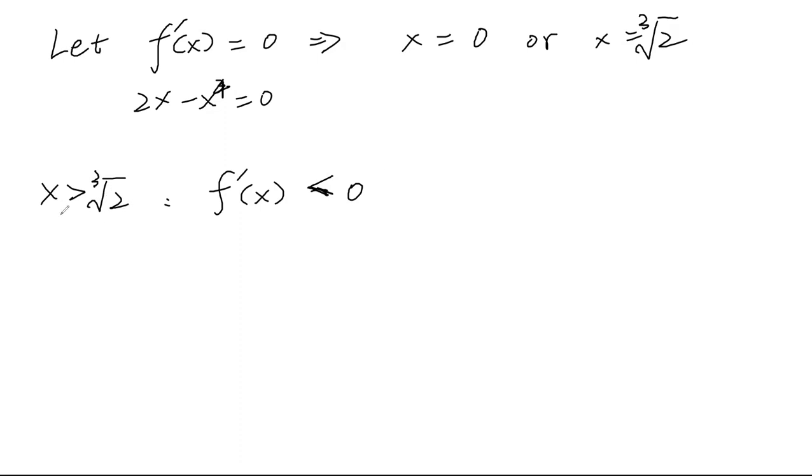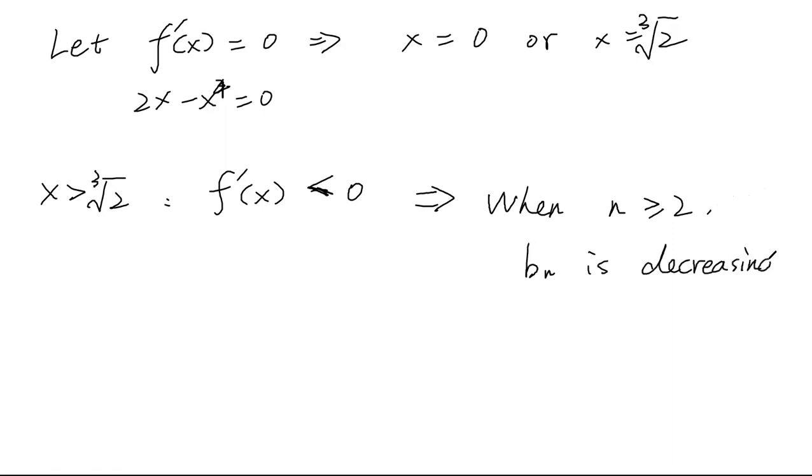So in this case, when x is greater than cubic roots of 2, f prime of x is greater than 0, which means when n is greater than cubic roots of 2, which is less than 2. So when n is greater than or equal to 2, Bn is decreasing. And we don't care about B1. It doesn't matter. As long as Bn starts decreasing after a finite number, then we can still use the alternating series test.